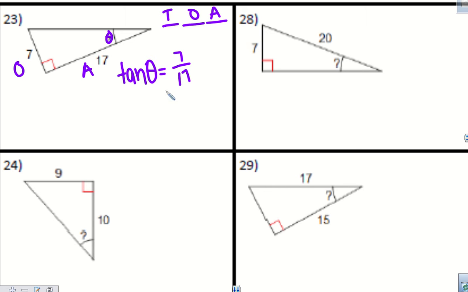Now, your tangent and your theta are always attached, so in order to separate them, kind of like multiplication undoes division or subtraction undoes addition, we're going to use the inverse of tangent, and the inverse of tangent looks like this. You're going to have theta equals the inverse of tangent, which is tan to the negative 1, and you're still going to have 7 divided by 17.